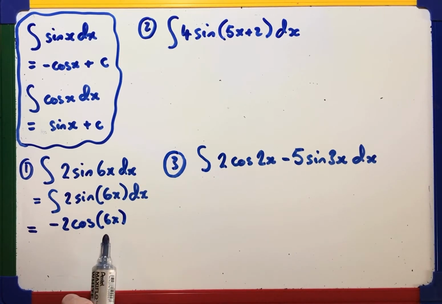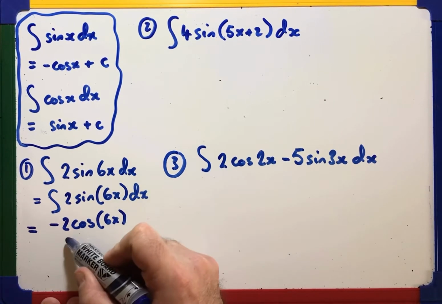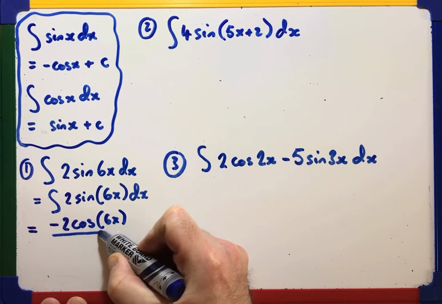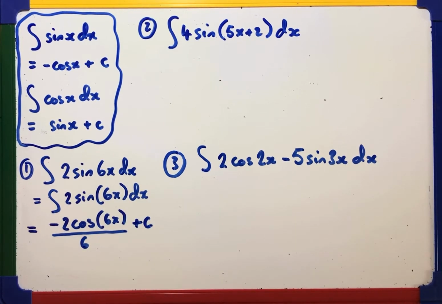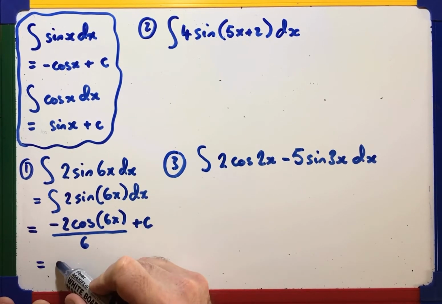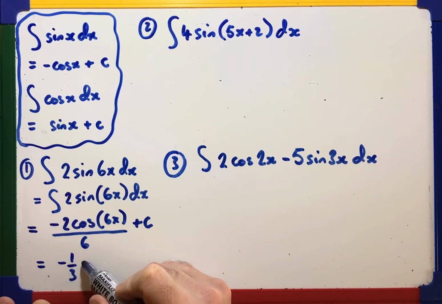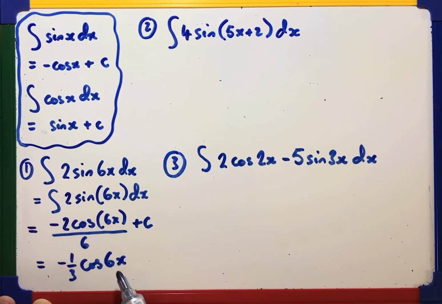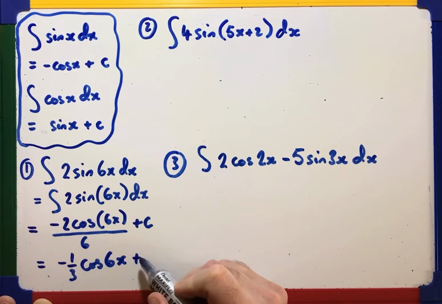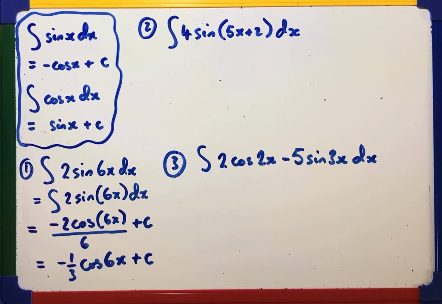Then we differentiate the inside of the bracket. It's a linear term, so it's just the number in front of x, the coefficient of x, which in this case is 6, and we divide by 6. And don't forget to add your constant at the end. Now, we can tidy it up a little bit. Minus 2 over 6 is minus a third. So I could write that as minus a third cos 6x, because we don't normally write in the bracket, though it is really in a bracket, plus c. That's how your answer will probably be written.